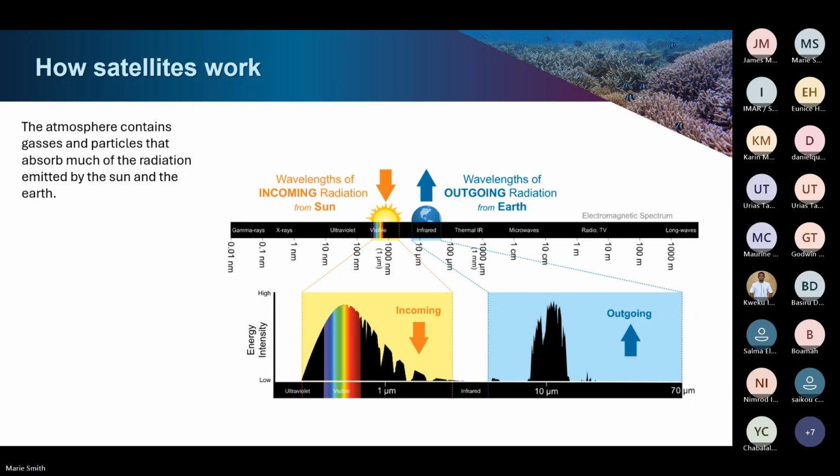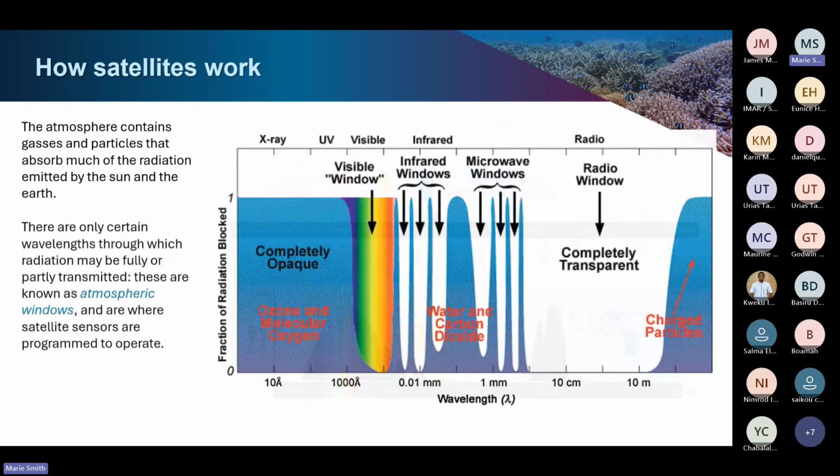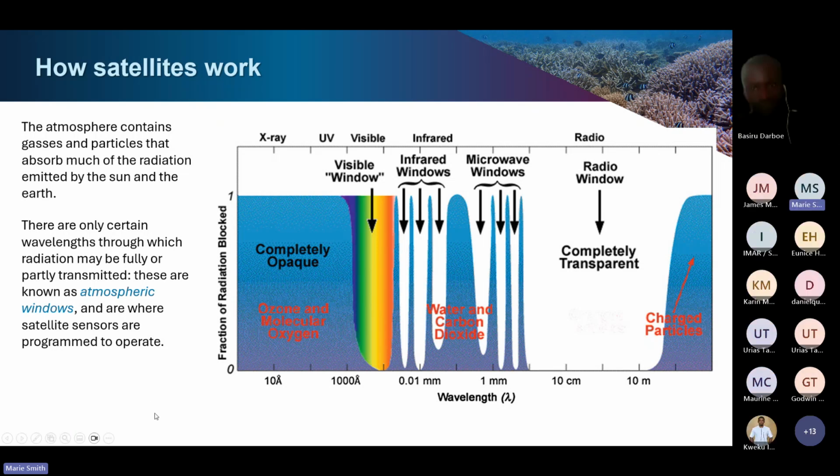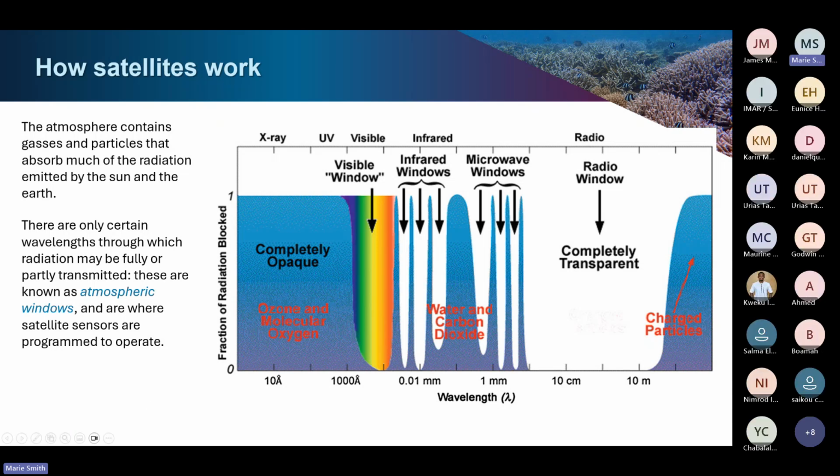And basically what this means is that there's certain sections of the electromagnetic spectrum where the light cannot actually penetrate, or where the electromagnetic energy cannot actually penetrate. Now, these are known as the atmospheric windows. So this is the areas where the light can be either fully or partially transmitted through the atmosphere. And this is also the areas where the satellite sensors are programmed to operate.